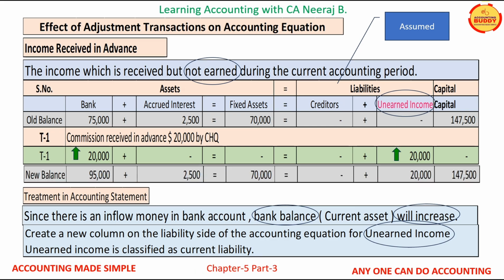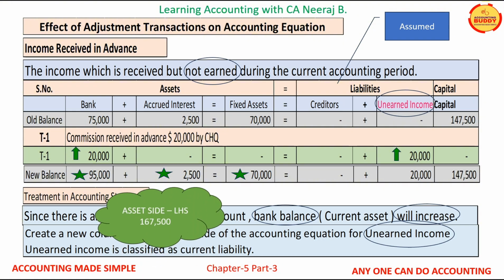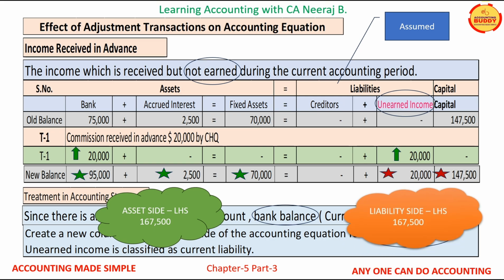Post this transaction of income received in advance, the new accounting equation will be $95,000 of cash, 2,500 accrued interest, 70,000 of fixed asset, totaling to $167,500 of total assets on the left hand side of the accounting equation, and on the right hand side we have $20,000 of liabilities and 147,500 of capital.